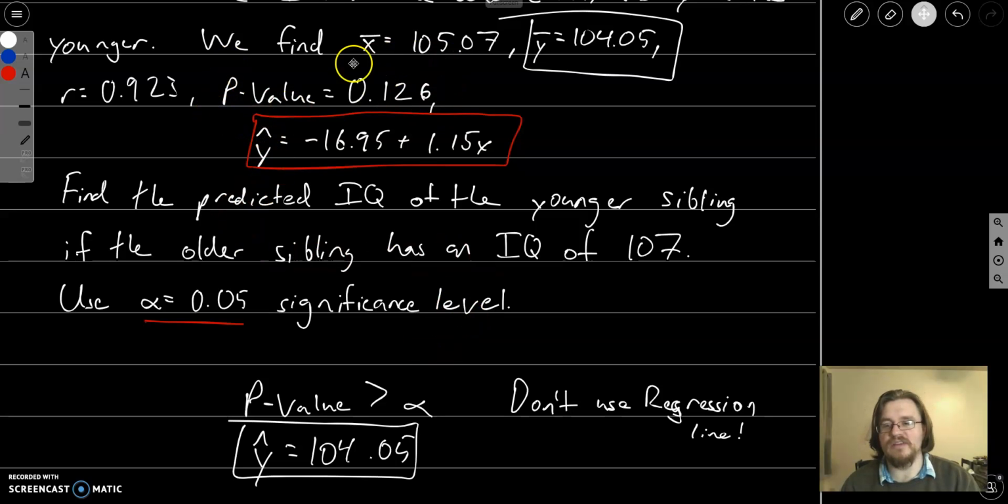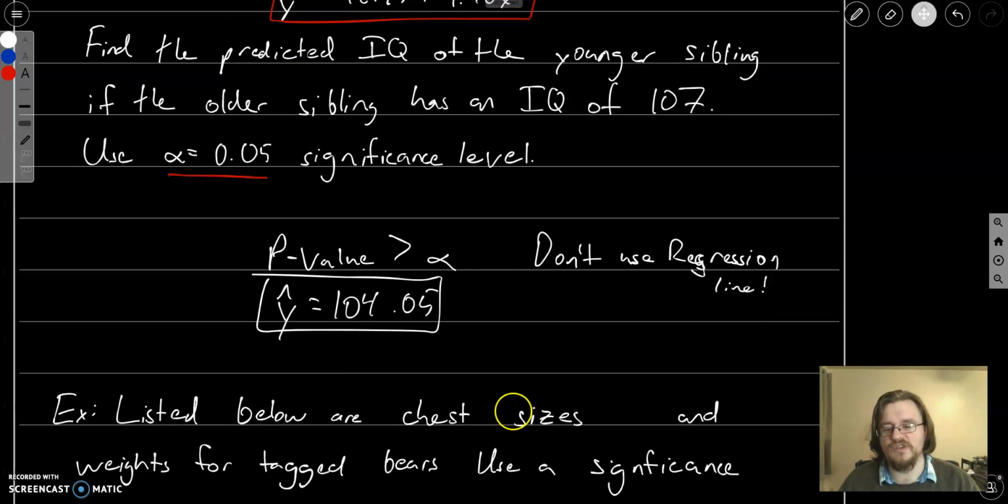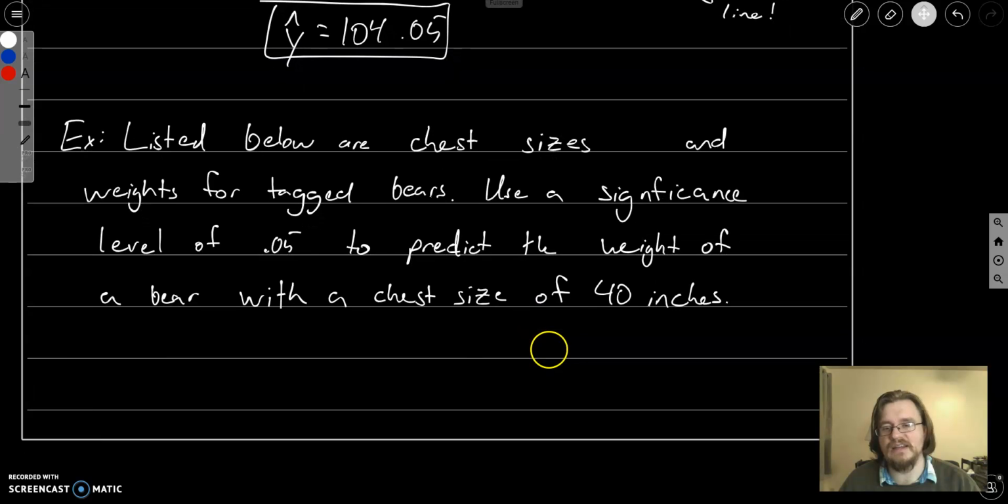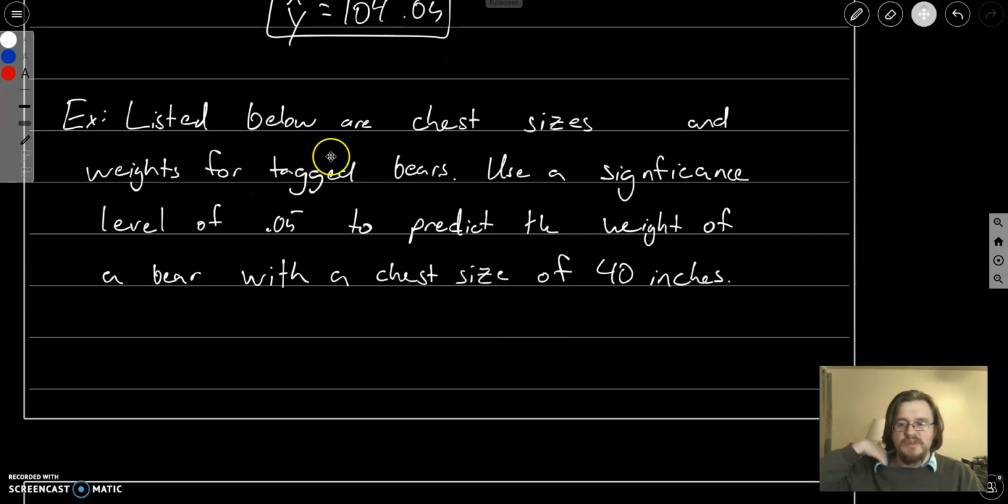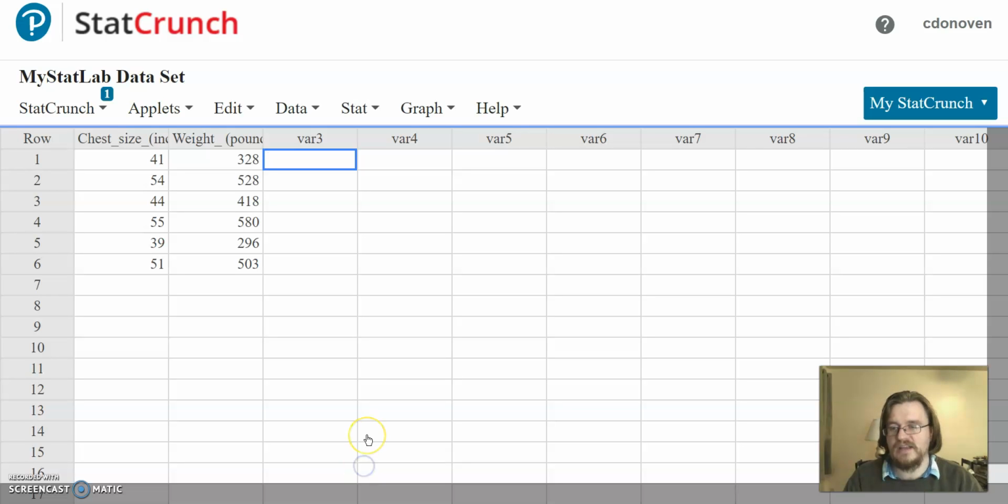So the one thing that we haven't really talked about is how to find this p-value. And essentially, I just want to show you where we'll find it in StatCrunch. So listed below, as in StatCrunch, as I'll show you in a second, are some chest sizes and weights for bears that have been tagged and measured. So we want to use a significance level of 0.05 to predict the weight of a bear with a chest size of 40 inches. So let's do this. Let's come over to StatCrunch.